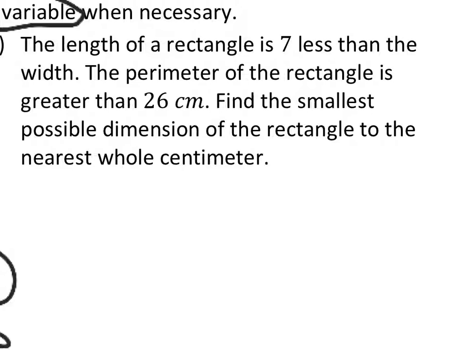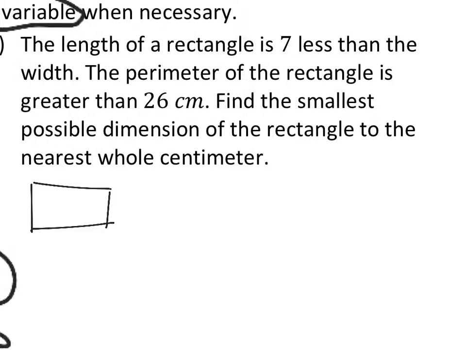Letter B, the length of a rectangle is 7 less than the width. The perimeter of the rectangle is greater than 26 centimeters. Find the smallest possible dimension of the rectangle to the nearest whole centimeter. Alright, so we're talking about a rectangle, so I'm going to draw a picture. When doing a rectangle, the length and the width are just ideas of two different dimensions. It doesn't really matter which one's which.